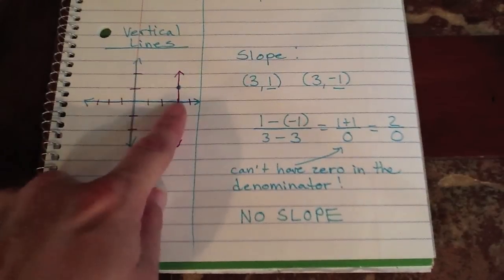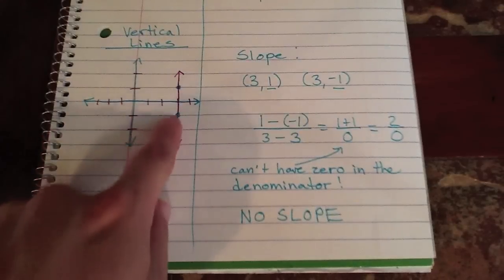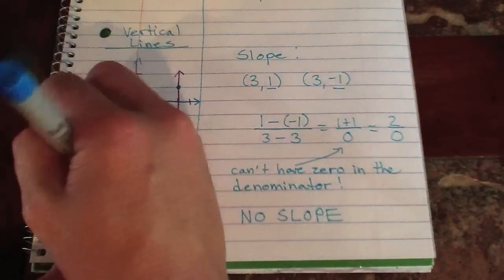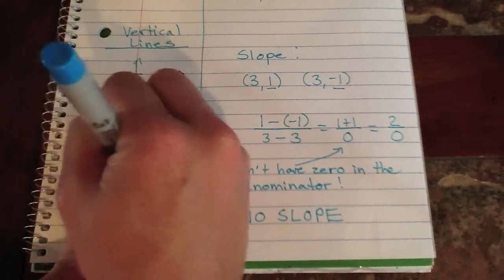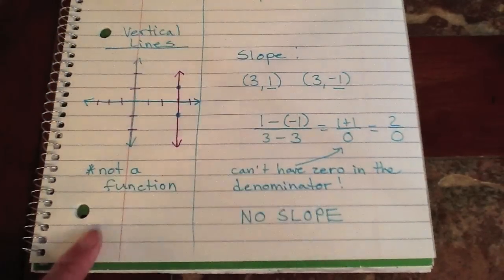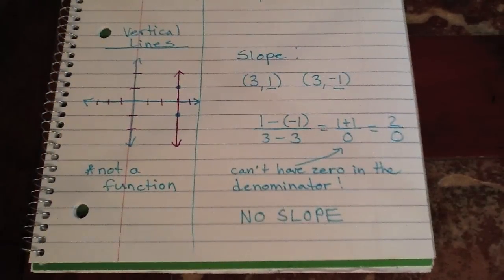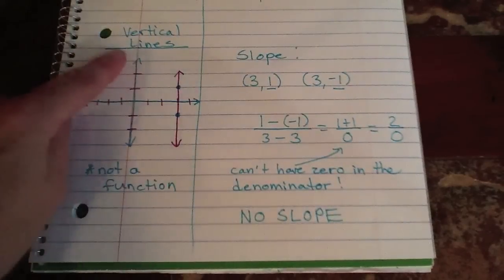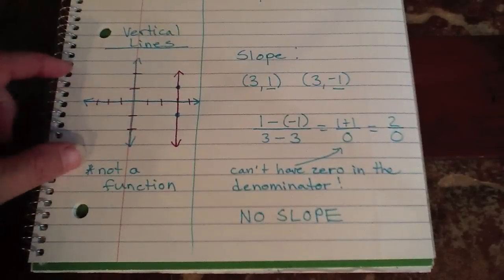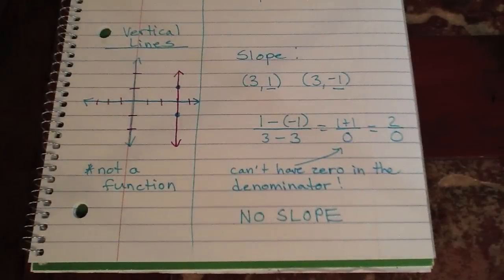Notice for x we have tons and tons of different values for y. Repeating x's, not a function. Okay, we're still going to learn to graph them this year, and we're still going to learn to deal with them. Even though I said most of the year we're only dealing with things that are functions, this is one of those special cases that you're still going to learn about, even though it's not a function. And that's the end of lesson 5.1.